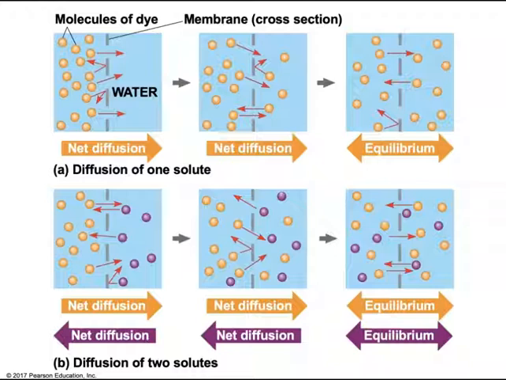In image B, we have two different solutes, yellow and purple, separated by a permeable membrane. Again, the molecules randomly interact and diffuse into available space. This is a net diffusion from where the solute is most concentrated to where it is least concentrated. In the final panel, we see equilibrium for both solutes, which is equal rates of diffusion in both directions. Again, not equal concentration.